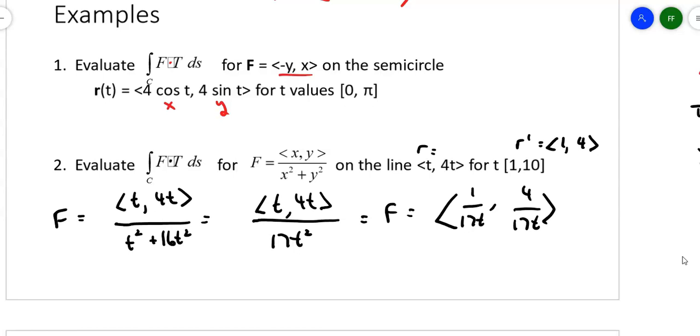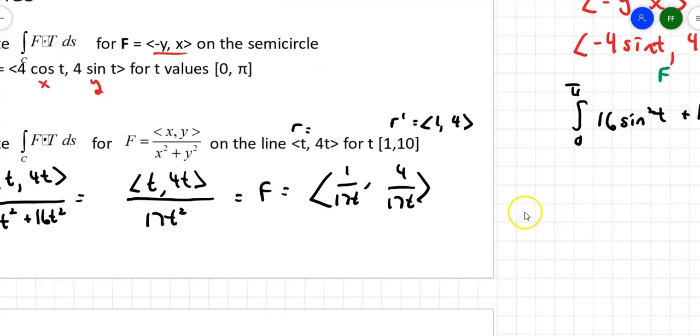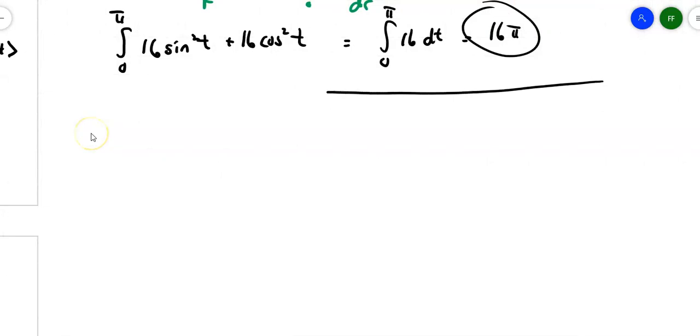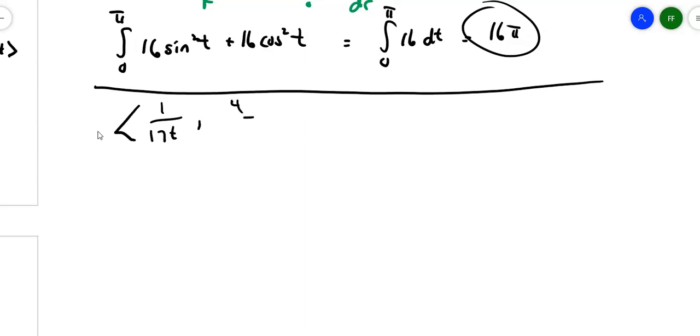Now I need to take the dot product of that and 1 and 4. So I need to take the dot product of 1 over 17t. No, the t goes in the bottom. 1 over 17t and 4 over 17t dot r prime. All right, so there's my f dr, and I'm going to evaluate this from 1 to 10 because that's what the original problem asked me to do.